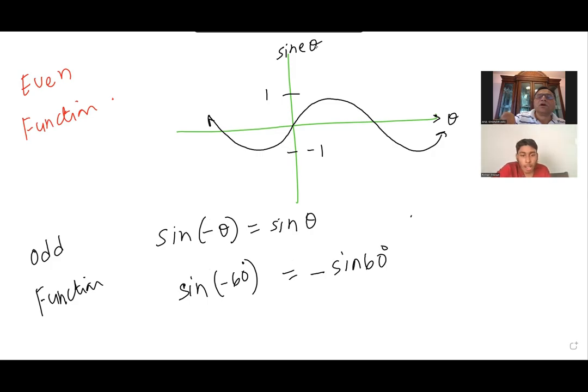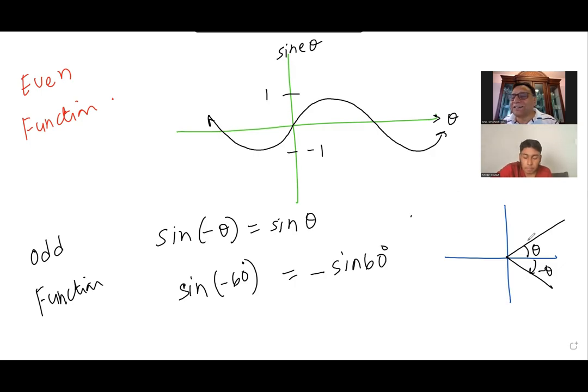Because as you know from the CAST rule, let me show you here. When we say sine theta, we are saying this value, right? And minus theta is this value, right? Minus means a clockwise angle, right? And you know that from the CAST rule, sine is positive only in quadrants 1 and 2. It is negative in quadrant 3. So it will give you a negative value, correct? So sine of minus theta is negative of sine of theta, because it's a negative value.